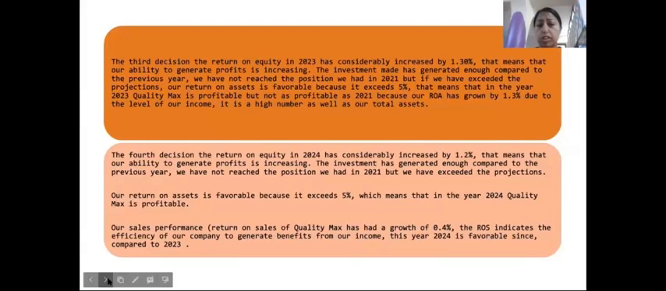The fourth decision, the return on equity in 2024 considerably increased by 1.2%. That means that our ability to generate profit is increasing. The investment was good compared to the previous year, we have not reached the position we had in 2021, but we have exceeded the projection. Our return on assets increased by 5%, which means that in the year 2024 Quality Max was profitable.